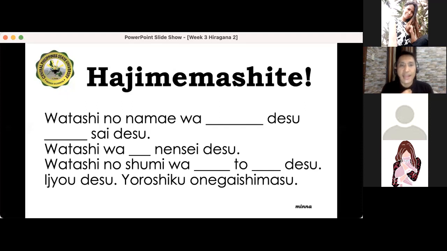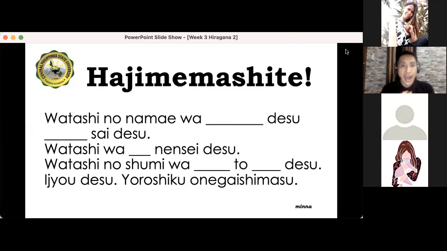Watashi means I, namae means name. So no here is possessive. It shows possession. So pangalan ko, watashi no namae wa. This is the expression to complete the sentence. So my name is Junri. My name is Superaro Junri. So watashi no namae wa Superaro Junri desu. Sai means age. So 18歳です. I'm 18 years old, for example.